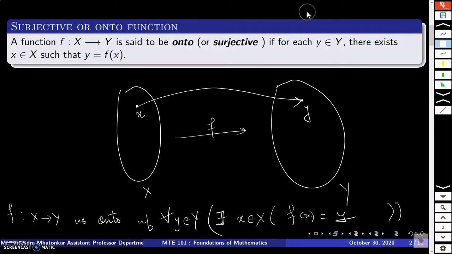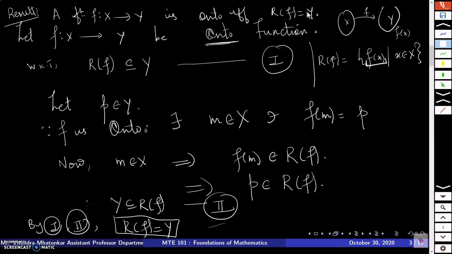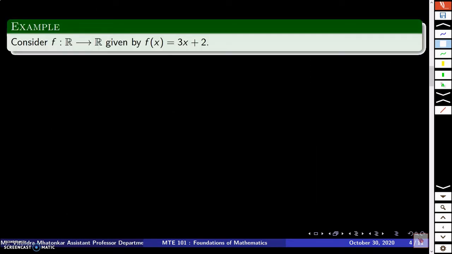So we saw what is an onto function. Now let's look at a couple of examples of onto functions. If you look at this function, a function f from R to R given by f of x is equal to 3x plus 2, is this function onto? So the question is, is f onto? We will show that this function f is indeed an onto function.